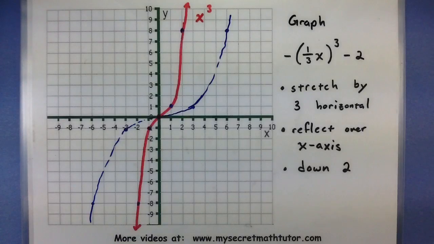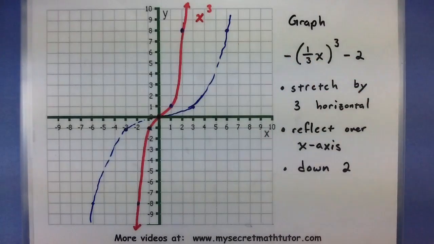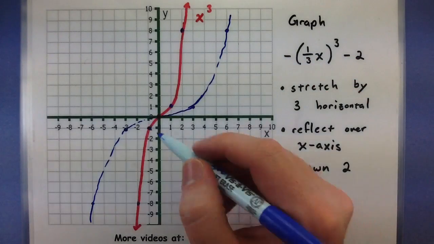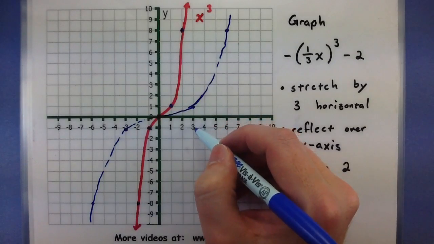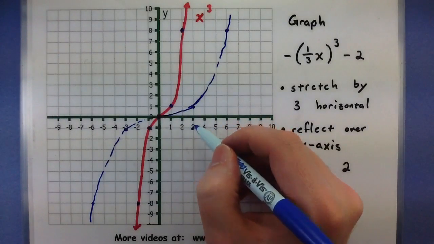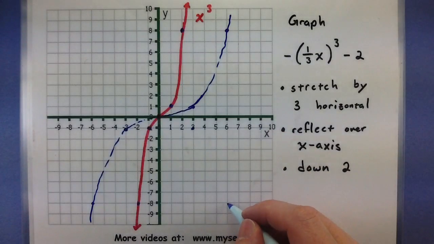Now it says take this and reflect it over the x-axis. So all of our points end up on the other side of the x-axis of where they used to be. So this guy's at 0, hasn't changed. But this one's now going to get flipped over, now at negative 1. This guy gets flipped over, now it's way down here at negative 8.